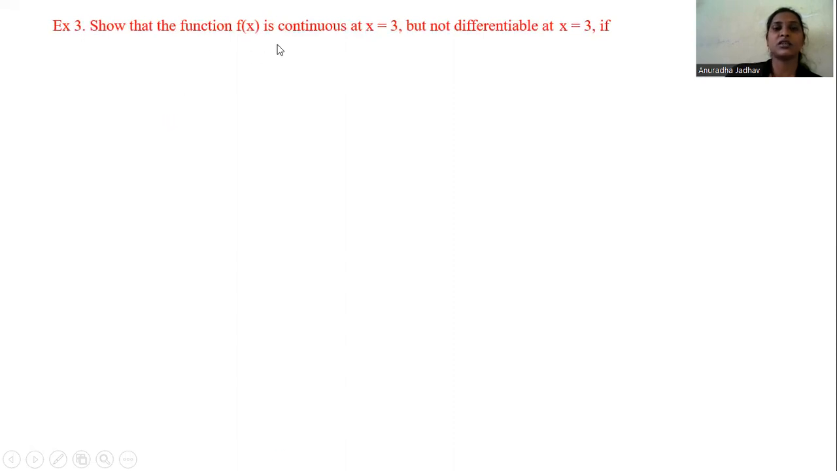Show that the function f of x is continuous at x is equal to 3, but not differentiable at x is equal to 3. If the function is given by 2x plus 1 whenever x is less than or equal to 3, and 16 minus x square for x is greater than 3. Let's see the solution.